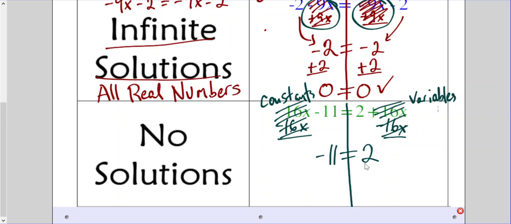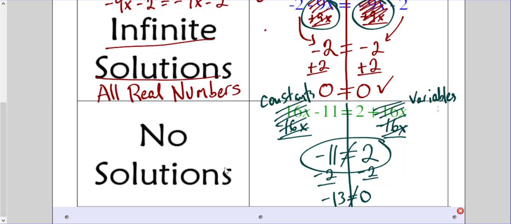No matter what we do to this, we can decide we want to cancel out this constant term on this side if we want and get negative 13 equals 0, but that is equally untrue. When you get down to this statement, I would immediately decide that you will not be able to solve this equation. Negative 11 will never equal 2. There are no solutions that make this equation true.